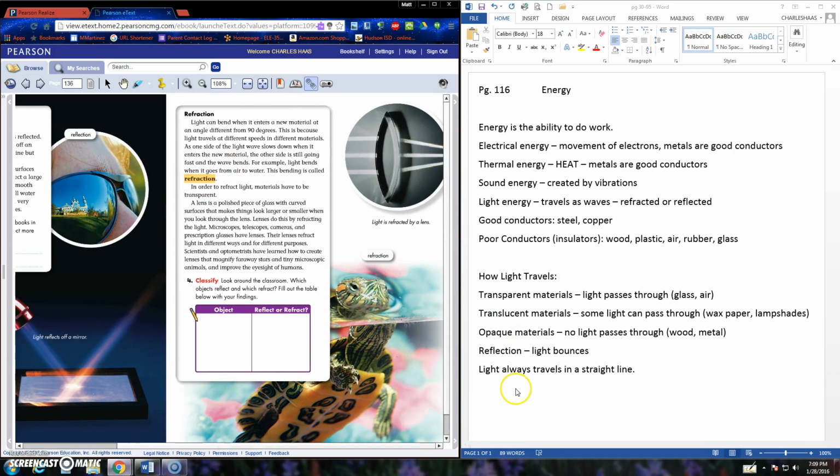Refraction. Refraction is not the same. Refraction is when light bends. But you just said, Mr. Haase, that light travels in a straight line.